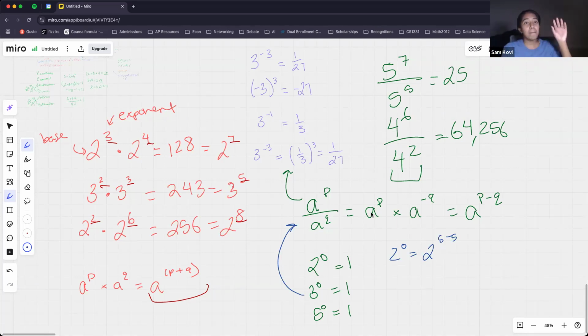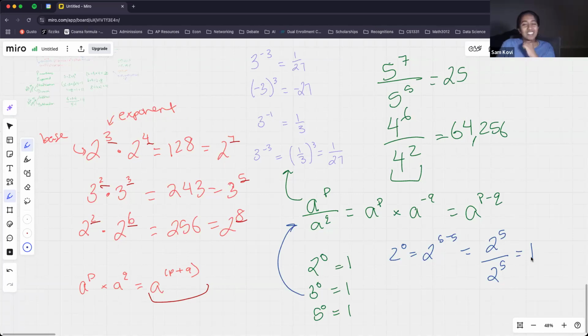Now, I want to work backwards. I can do 2 to the power of 5 minus 5 is equal to 2 to the power of 5 divided by 2 to the power of 5, right? So what is that equal to? It's just 1, because I'm dividing the same thing in the numerator and denominator, so it has to be just 1. So like Nahira said, anything raised to the power of 0 is 1.